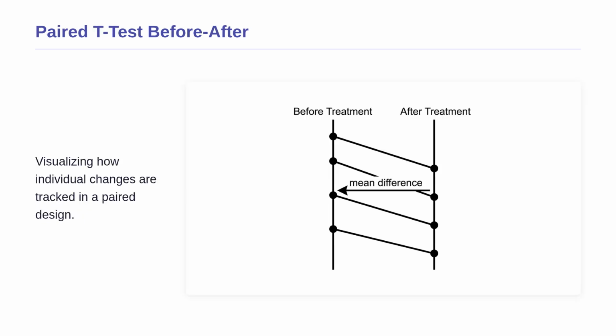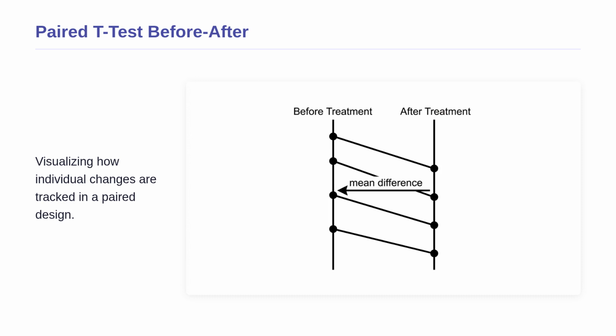To visualize why the paired test is so effective, look at this before and after diagram. The vertical line on the left represents the starting blood pressure for each patient, and the line on the right is their blood pressure after treatment. Notice how each patient starts at a completely different baseline height.